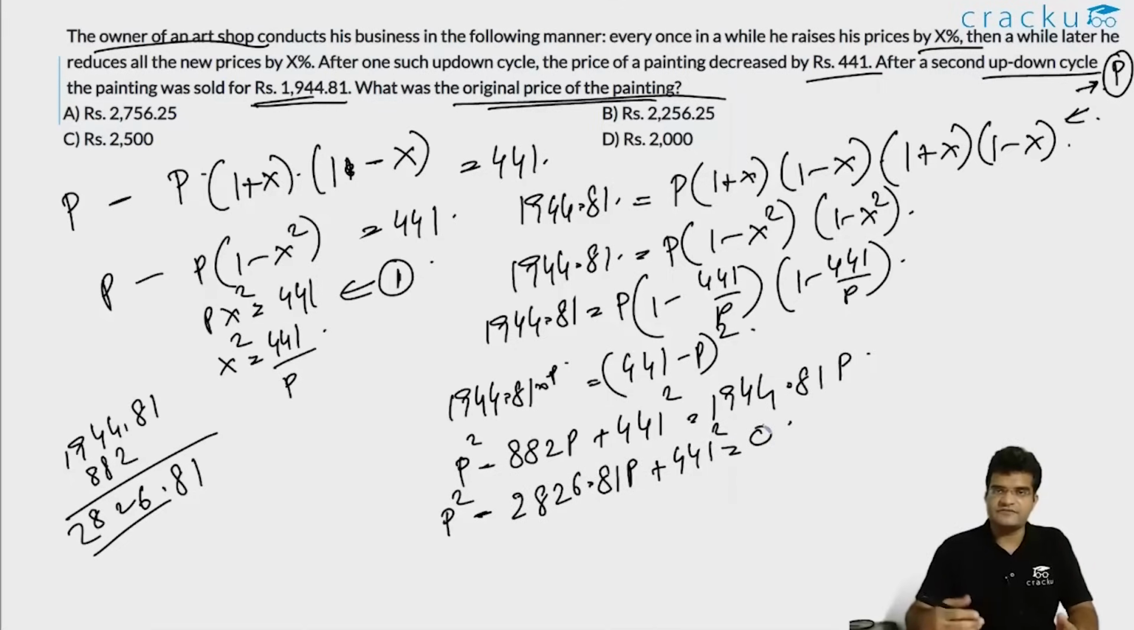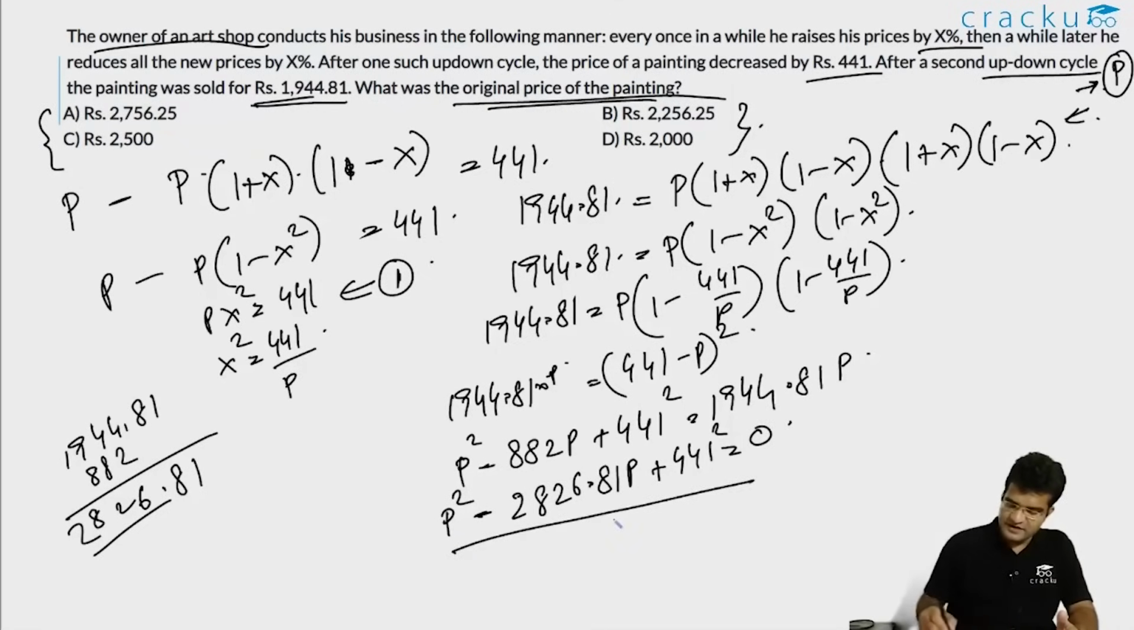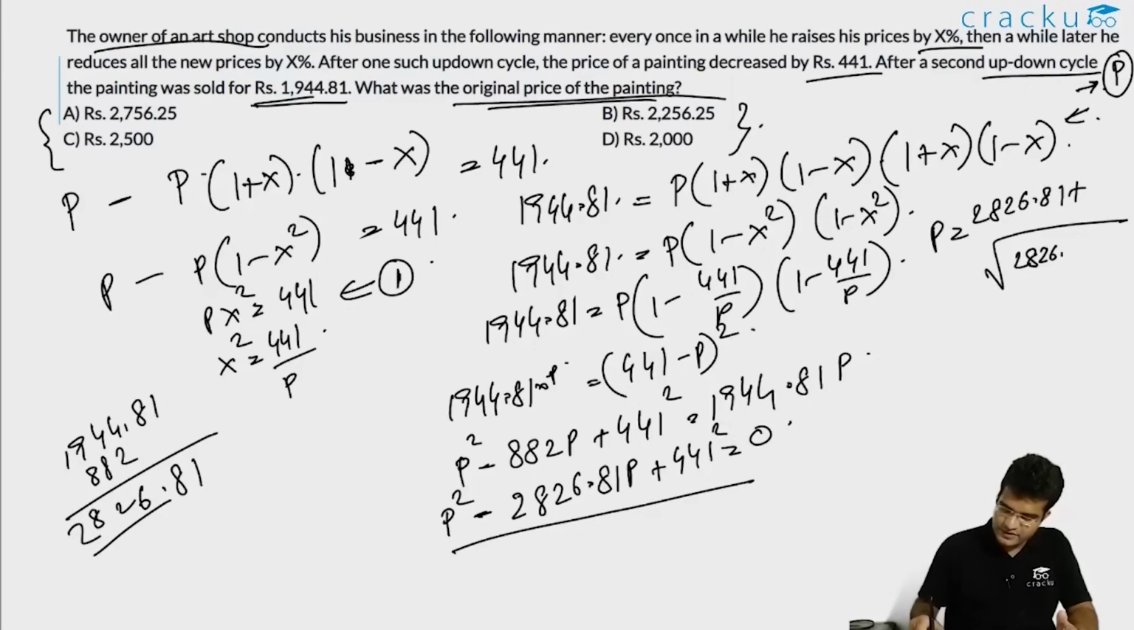Now this is a quadratic equation. There are multiple ways in which you can solve it. You have been given 4 options, so you can input each of the values into the equation and see which of them is working, or you can just use the formula for solving quadratic equations. For example, the value of P will equal 2826.81 plus square root of (2826.81 whole square minus 4 into 441 whole square) divided by 2.